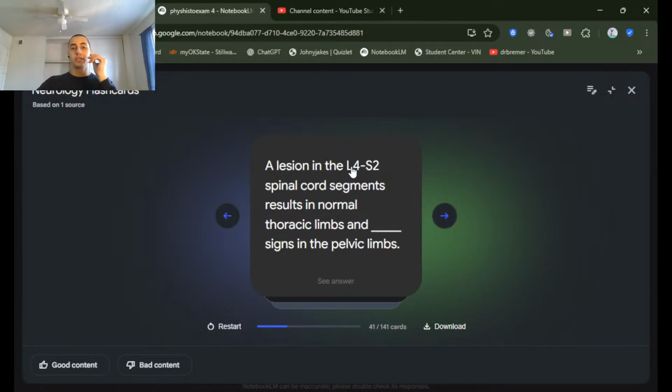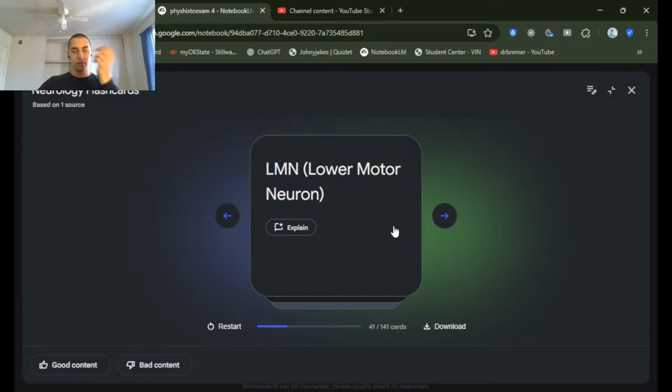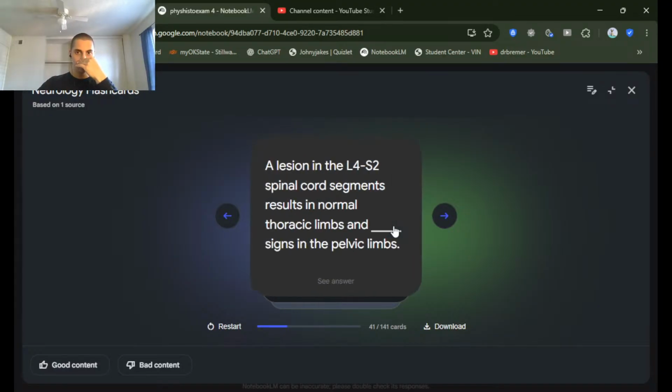A lesion in the L4 to S2. Okay, now this is probably around the pelvic limb. Normal thoracic limbs, and I would say lower motor neuron signs in the pelvic limb. Yes, okay, that makes sense now. Sacral, yeah, sacral is about where your tailbone is. Well, it is where your tailbone is.